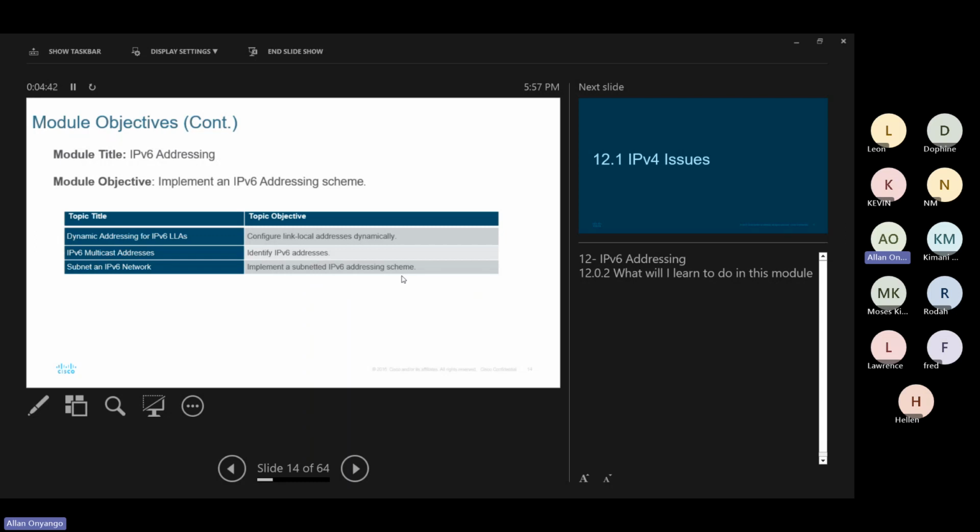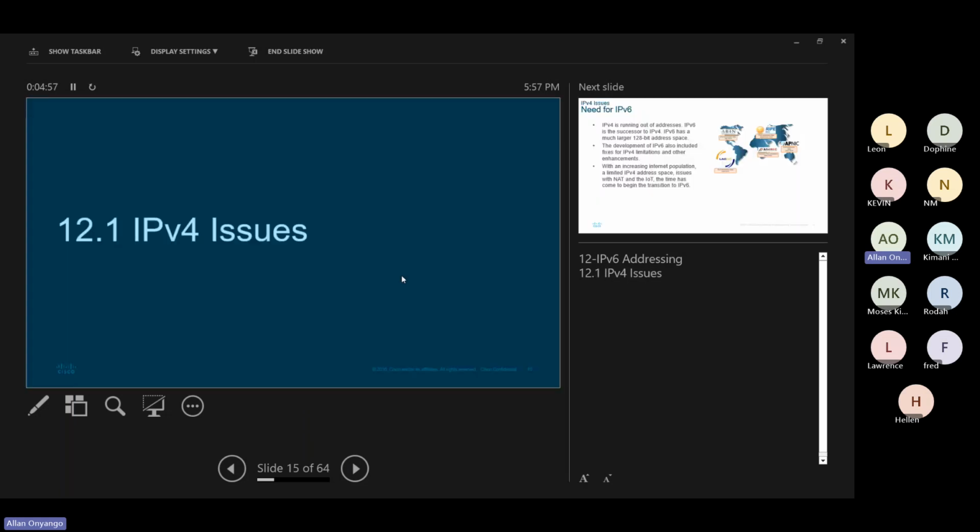So we'll take one topology, which has both IPv4 and IPv6. We'll subnet IPv4, then we subnet IPv6, and we configure them together. Very interesting. And then I'll also give you one to go and work on at home. Let's get started first.